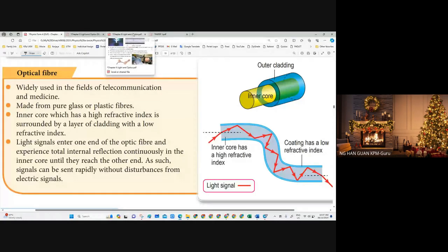Because in SPM, one of the popular topics they will ask about in applications is optical fiber. And the scientist who invented optical fiber got the Nobel Award for this invention. Because without optical fiber, today we wouldn't have high-speed internet. So it made a lot of change to our daily life.